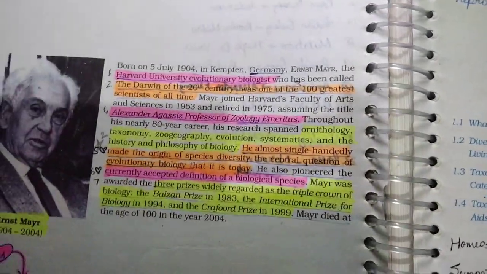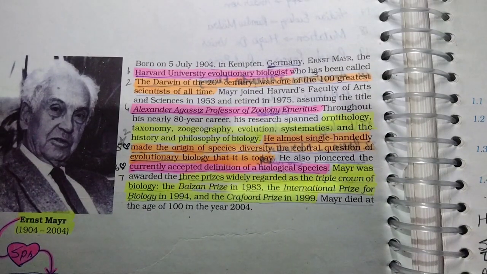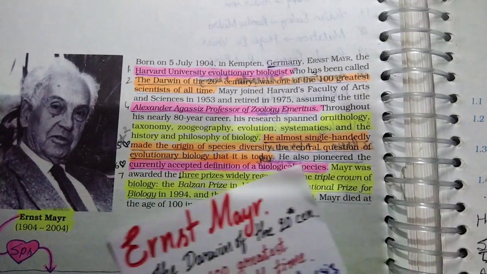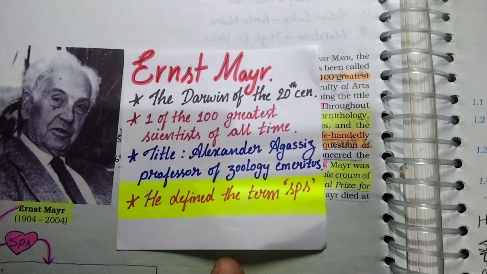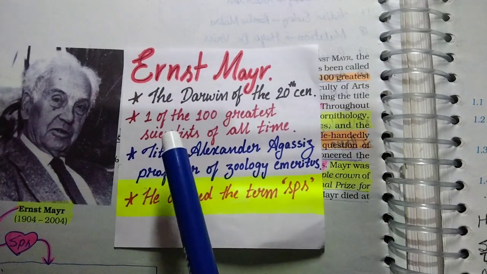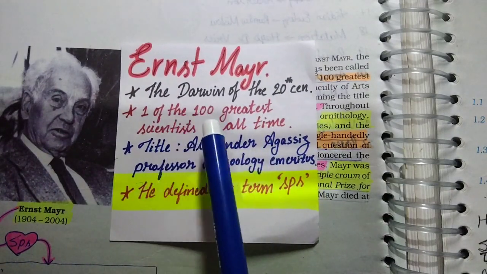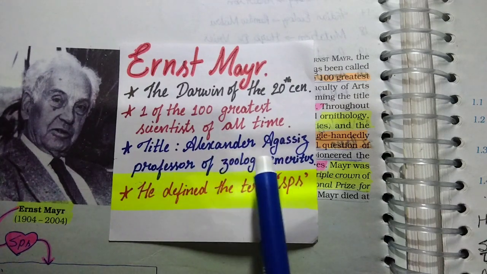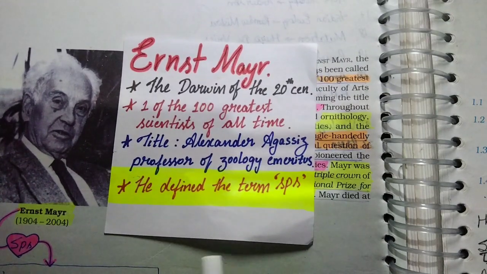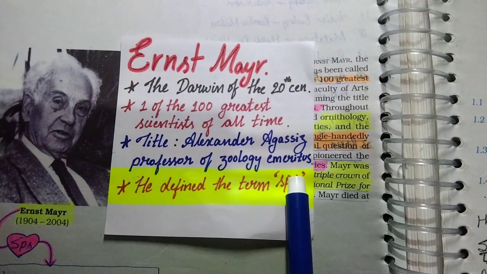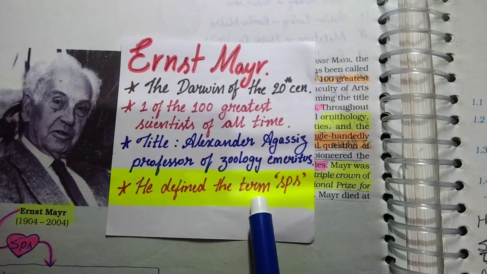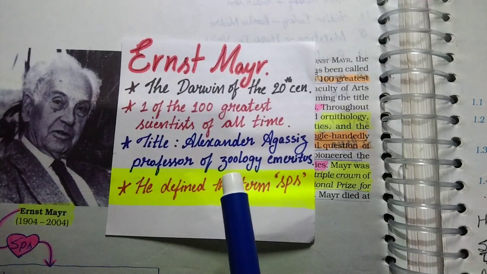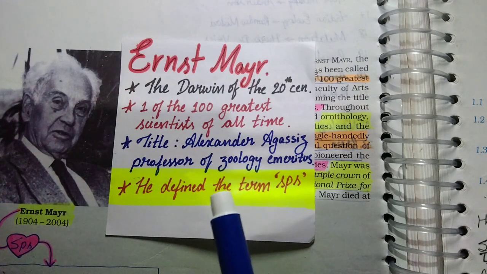Before entering into the chapter, it is necessary to discuss a scientist, Ernest Mayr. Ernest Mayr is called the Darwin of the 20th century. He is one of the 100 greatest scientists of all time. He has a title, Alexander Agassiz Professor of Zoology Emeritus. The most important point is he defined the term species. According to him, species are groups of interbreeding natural populations that are reproductively isolated from other such groups.